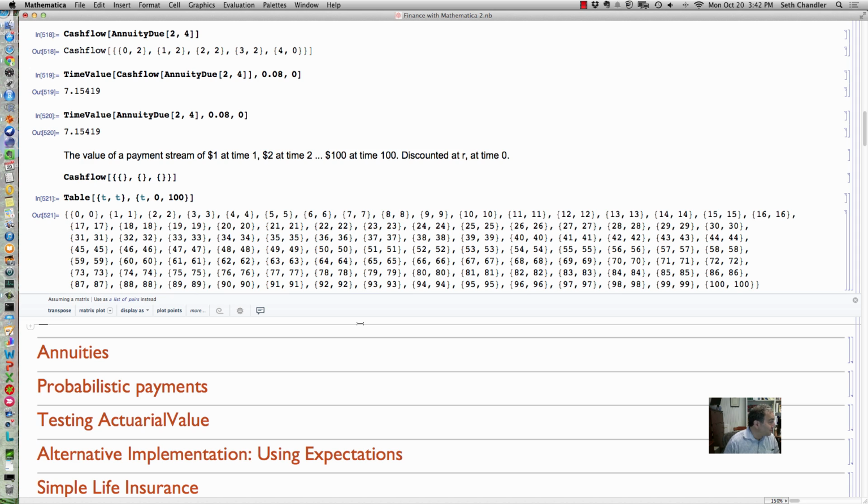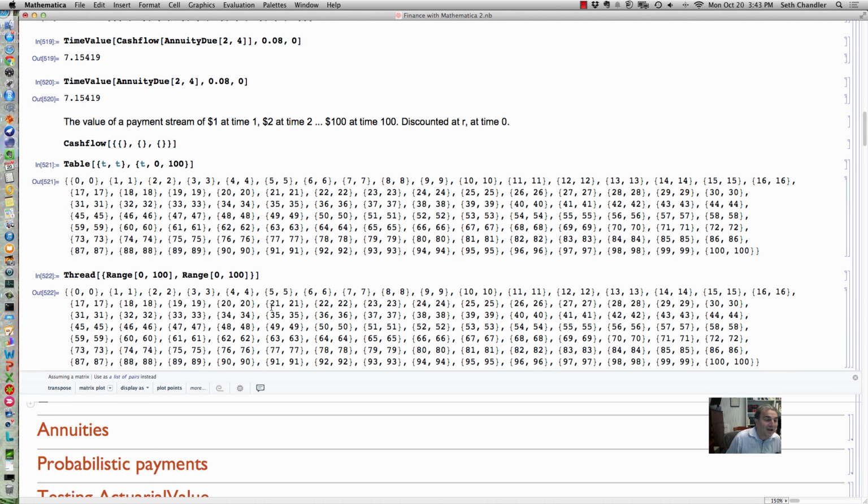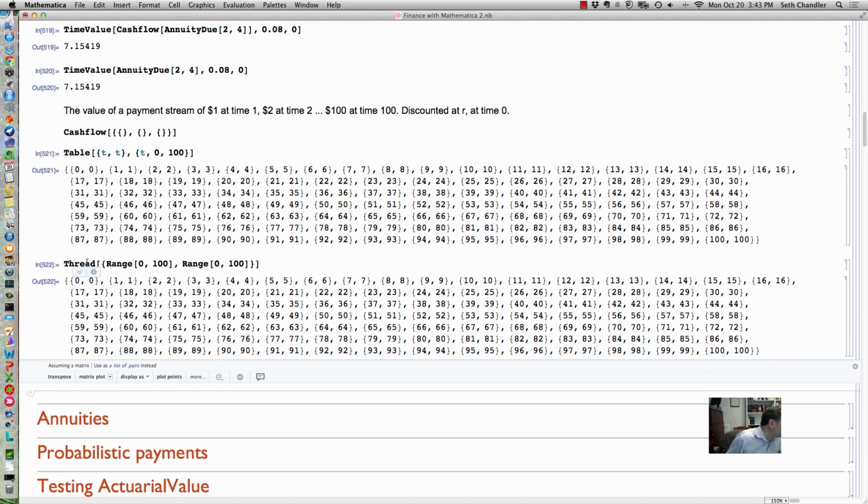There are lots of other ways of doing this, but that's one simple way. So in R, I would have used the seq, the sequence command, I think, right? Yes, and then I would have done a dot between the 100 dot. Yes. We can do this in Mathematica. Here's how I could do it: Thread, Range 0 to 100, Range 0 to 100, and then wrap this up in a list. This is sort of a more R way of doing it. You can do it in Mathematica too.